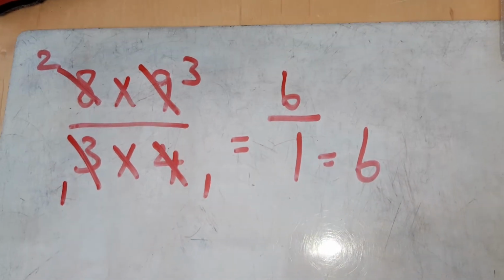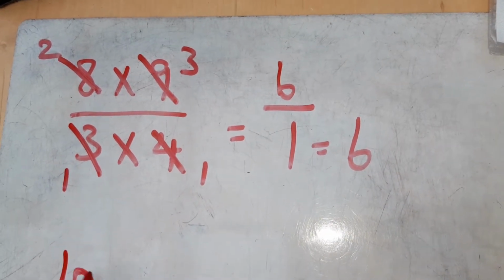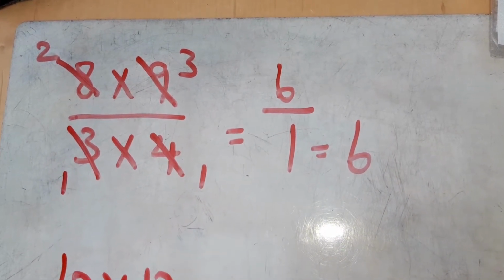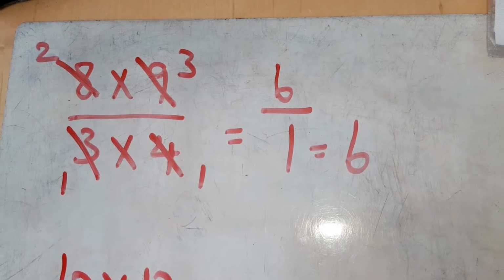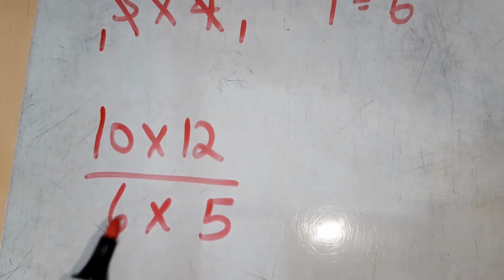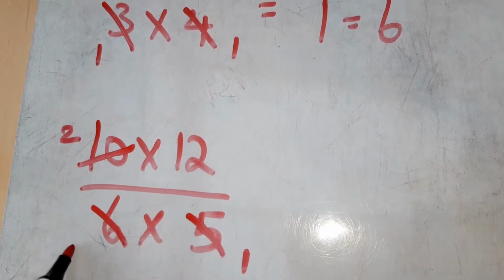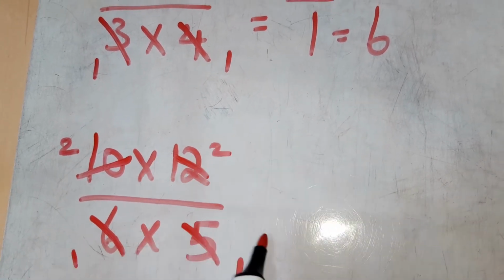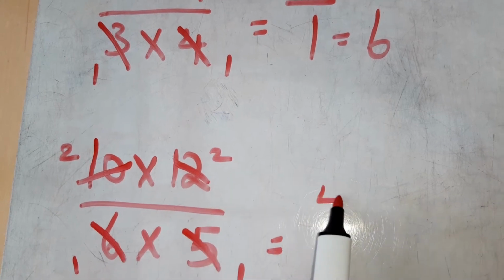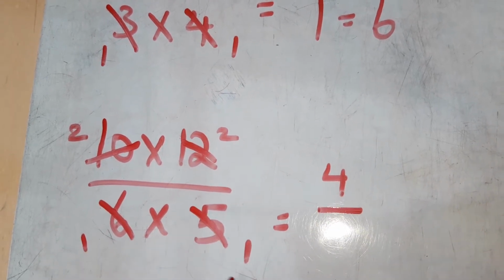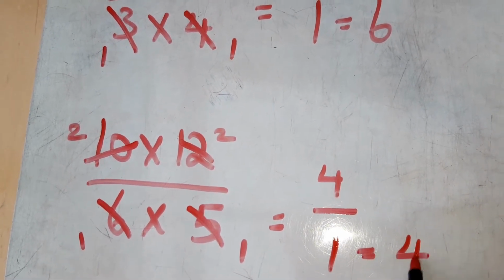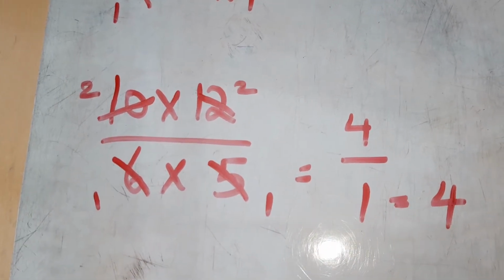We'll do the next one, which is 1b. So you had 10 times 12 over 6 times 5. Again, 5 into 5 goes once and into 10 twice. 6 into 6 goes once and into 12 twice. So you would have 2 times 2, which is 4, over 1 times 1, which is 1. Your answer would be 4. So that fraction simplified would be 4.